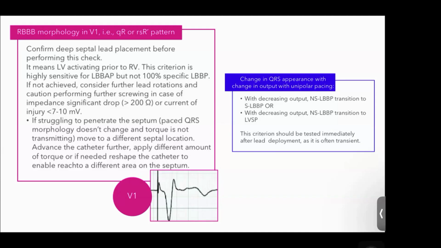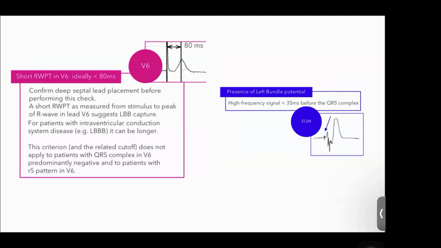Second criterion, a change in QRS appearance with change in output with unipolar pacing. With decreasing output, non-selective left bundle branch pacing transitions to selective, or non-selective transitions to left ventricular septal pacing. This is also confirmed by Dr. Mohamed Said: when we decrease the output, we want to achieve the smallest amplitude that captures the left bundle branch. And in V6, the R wave peak time is ideally less than 80 milliseconds.